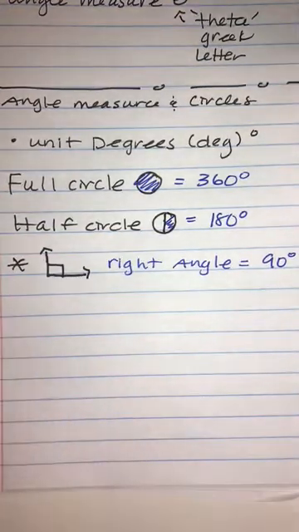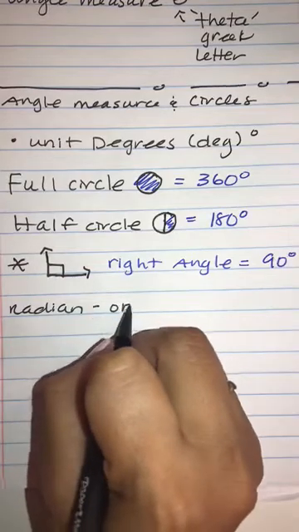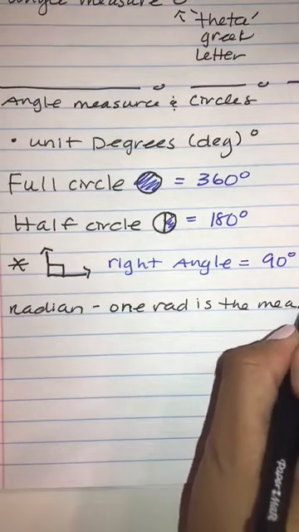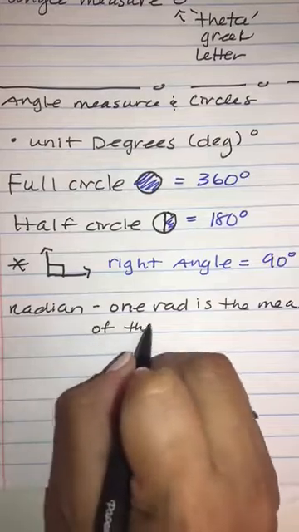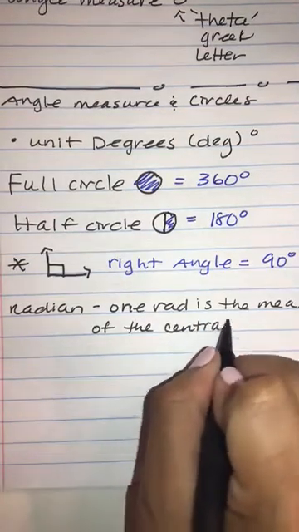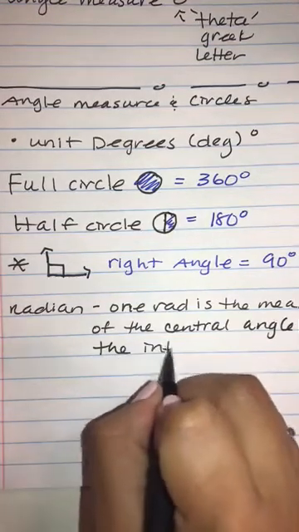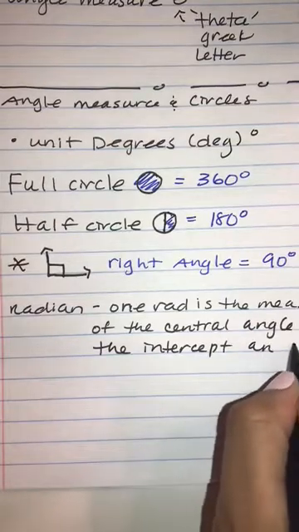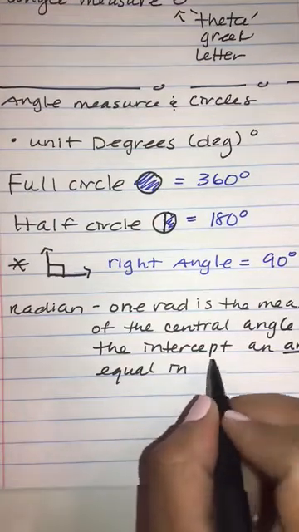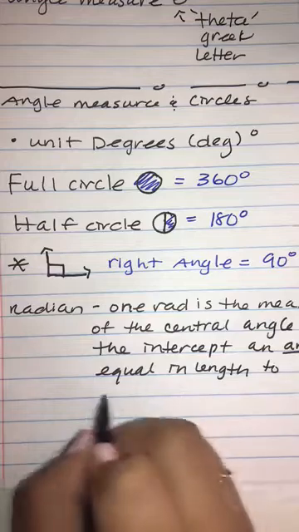Definitions basically are saying that if I have a radian, 1 radian is the measure of the angle, or of the central angle, that intercepts an arc equal in length to the length of the radius.